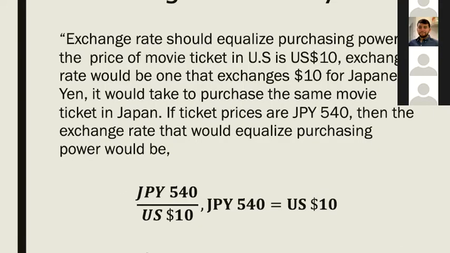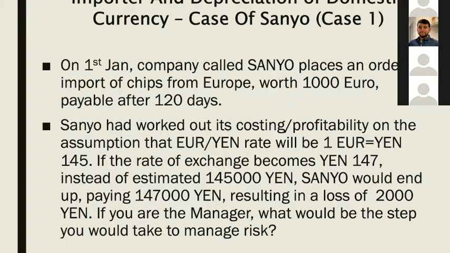Yeah, so here purchasing power parity theory comes again. Since we have already explained, I would not spend more time on this. It is nothing but explanation of exchange rate in two different currencies. For example, exchange rate should equalize purchasing power. If the price of a movie ticket in the US is $10, and the same movie costs you 540 Japanese yen in Japan, then the exchange rate of US dollar and Japanese yen should be Japanese yen 540 divided by US dollar 10, that is 54 yen per dollar. This is what purchasing power parity theory is.